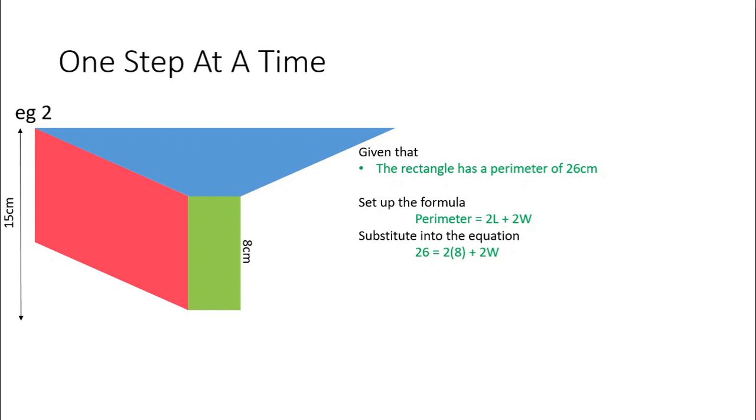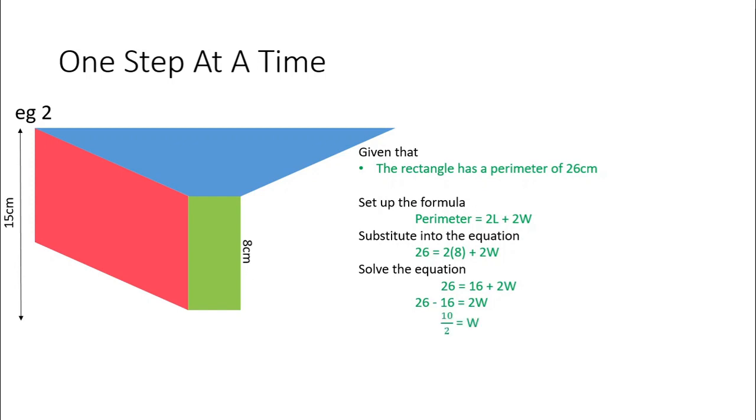Now this can be simplified. 2 times 8 is 16, and I want to solve this equation to find what the only unknown value in this equation is, the width. So I'll get the width on its own, starting by moving the 16 to the other side. Here it's plus, so there it will be minus. 26 minus 16, that's 10, and that's equal to 2w.